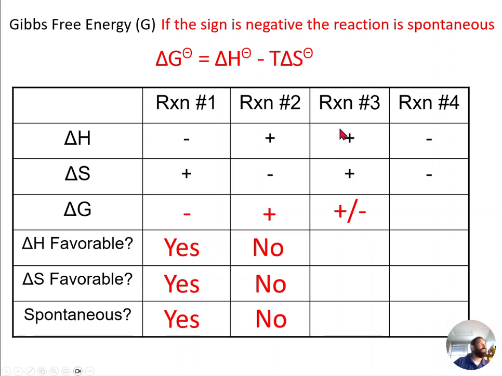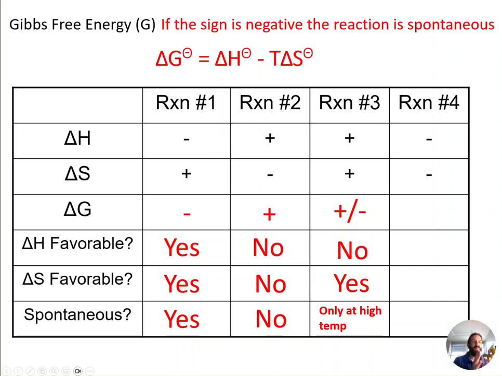So basically, if delta H is positive and delta S is positive, if we want this thing to be negative, sorry, I said positive before, if we want it to be negative, this T delta S factor would have to be larger, which means we would have to have a very high temperature. So in this particular process, delta H is not favorable because it's positive, but delta S is favorable. So as long as the temperature is very high, delta G will be negative, so the reaction will be spontaneous.